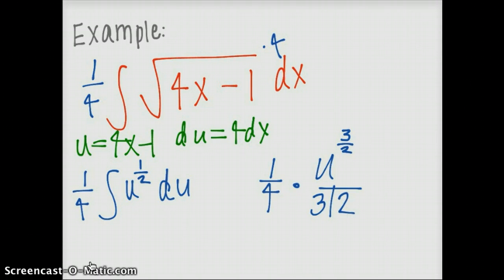After this step, you'll replace u with 4x minus 1 and simplify to get the answer.